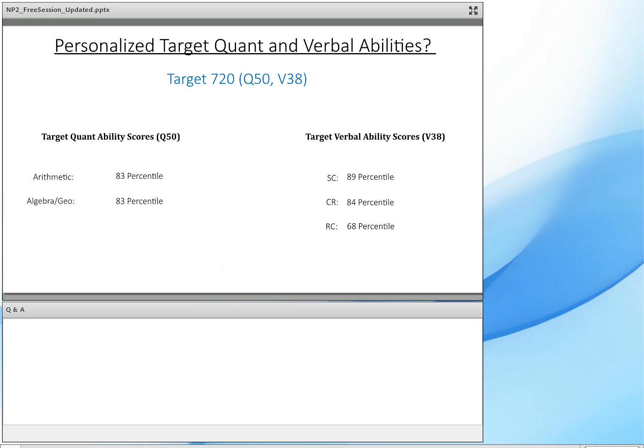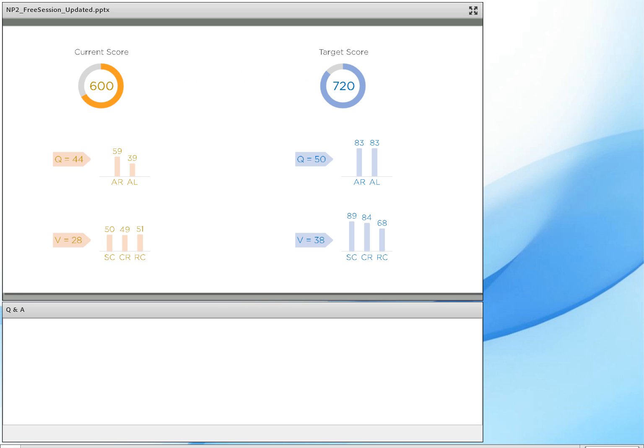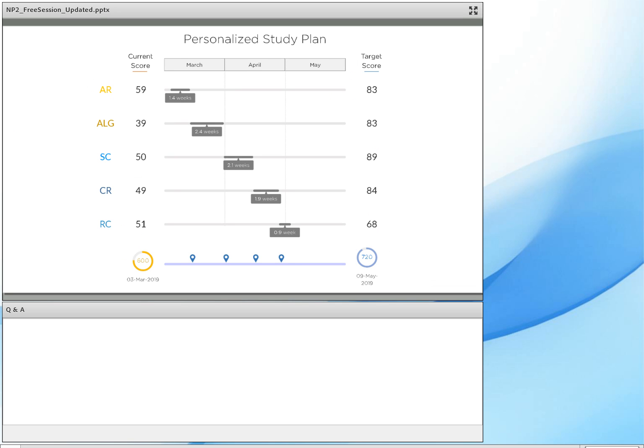Now, remember, these values are personalized to your starting abilities. The tool looks at an array of about 50 possible combinations for each score and tells you which is the best means to getting there. Then it tells you, these are your starting points, these are your ending abilities, and it creates that personalized study plan for you, where you figure out, this is the amount of time you're going to spend in SC, this is the amount of time you're going to spend in CR, and so on and so forth.